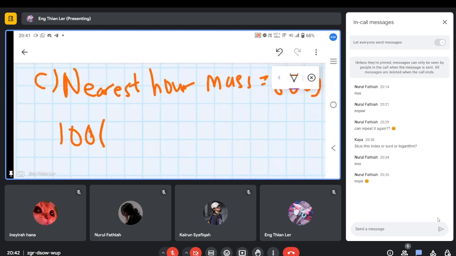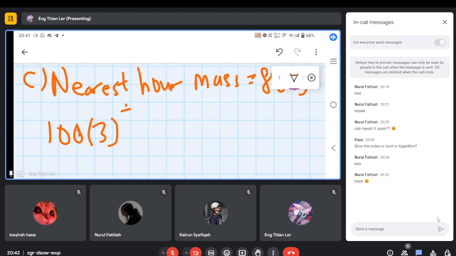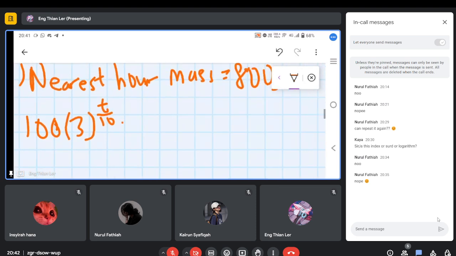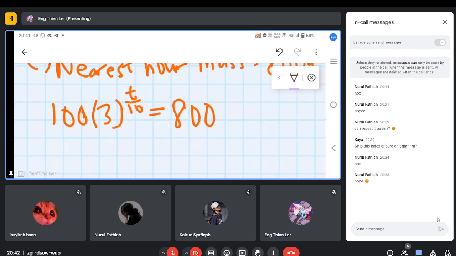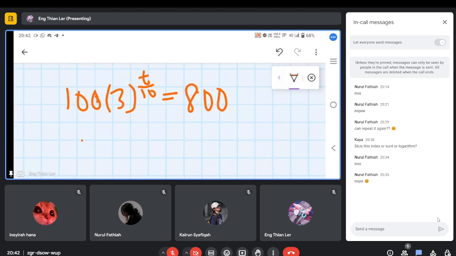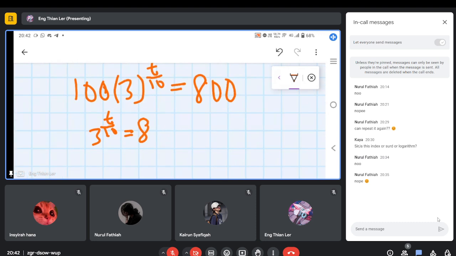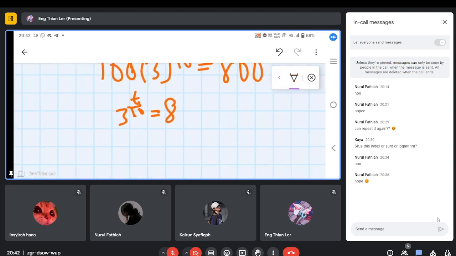So 100 times 3 to the power of t over 10. T we don't know yet, we need to find it. So we have 800 here. First we can divide both sides by 100. Very simple. So we are left with 3 to the power of t over 10 equal to 8. Now we just take the log of both sides. So we get 0.1 t log 3 equal to log 8.